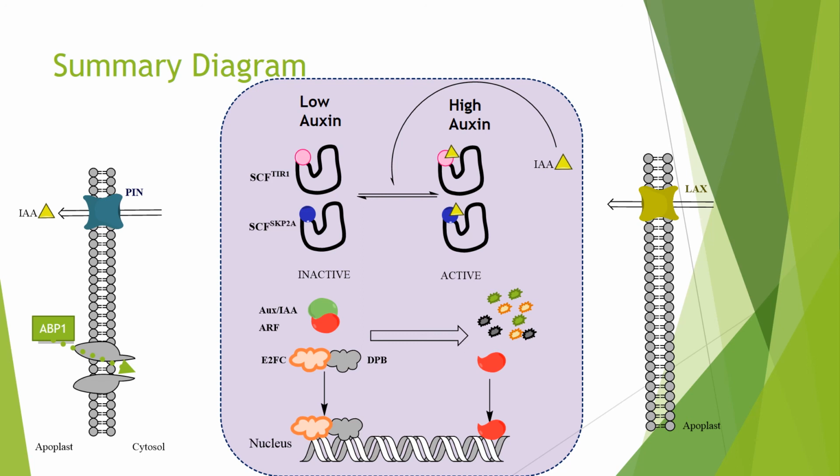And in high auxins, you only get transcriptional regulation by these ARFs, which bind to auxin response elements and control the expression of proteins like the GH3 genes for conjugation or those SAUR genes.